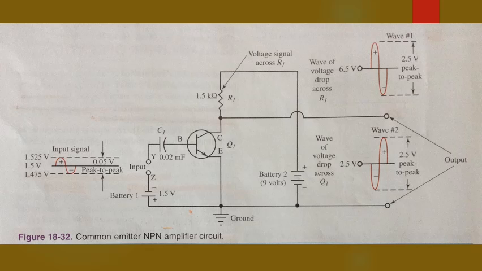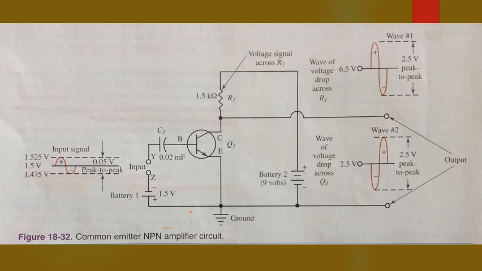A 0.05 volt peak-to-peak AC input signal is applied across the emitter to base at points Y and Z. As the signal swings positive, the base to emitter forward bias voltage, signal plus bias, will increase. When the forward bias voltage increases, the base current will also increase, resulting in a smaller resistance across the emitter to collector of transistor Q1. The smaller resistance causes the current in the circuit made of battery 2, R1, and the emitter collector path of Q1 to increase.